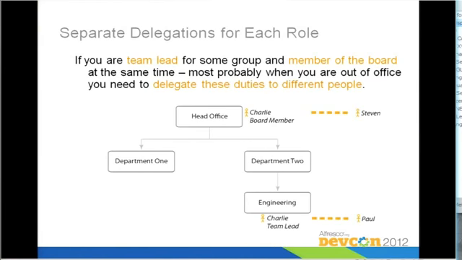Most probably you have different roles in the company. For example, you may be a member of the board and the team lead at the same time, and it's possible for you to configure different deputies for different duties.